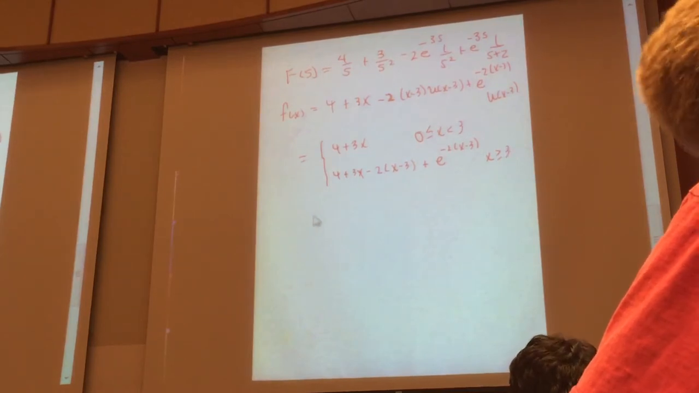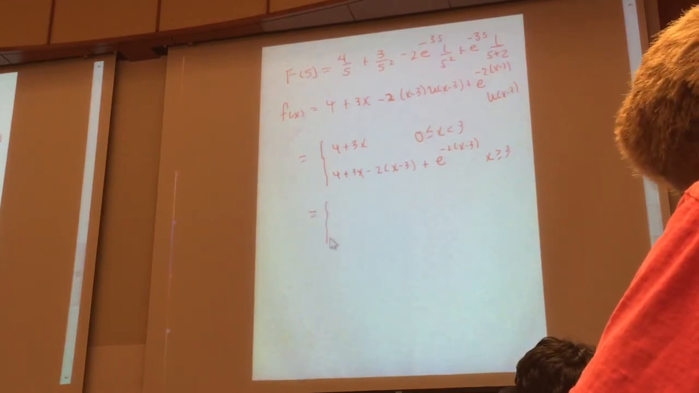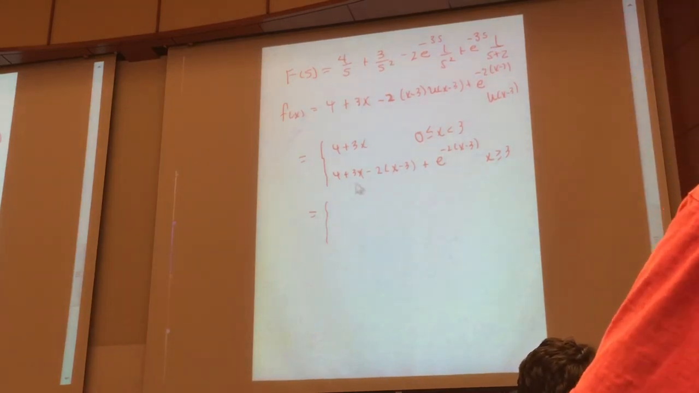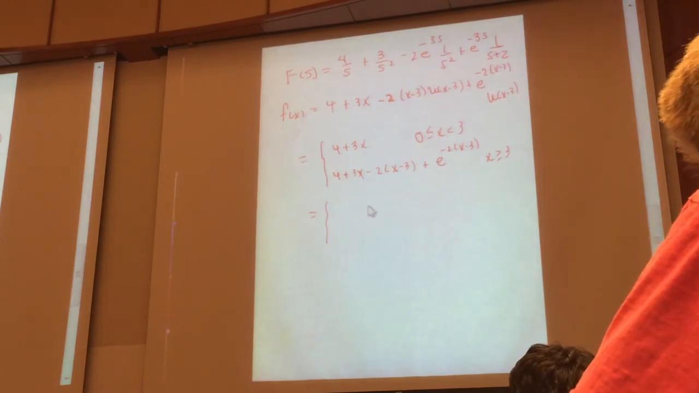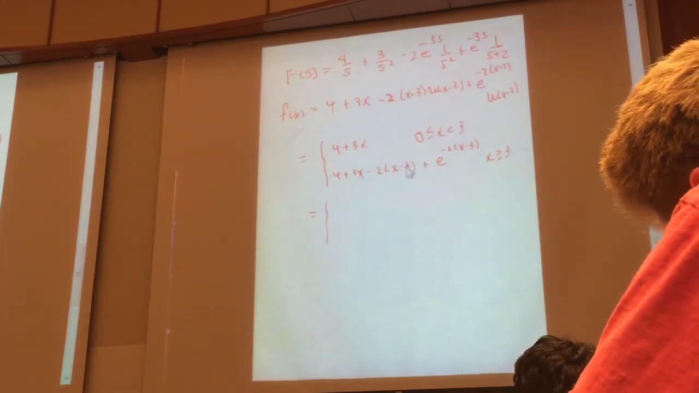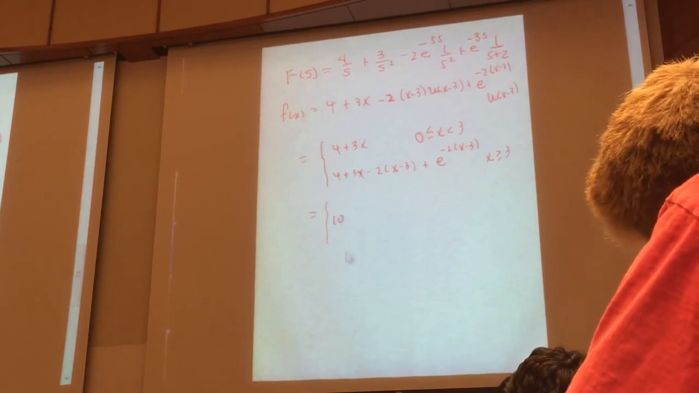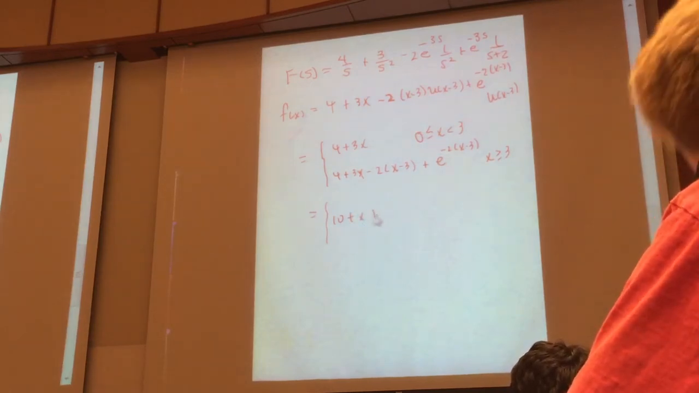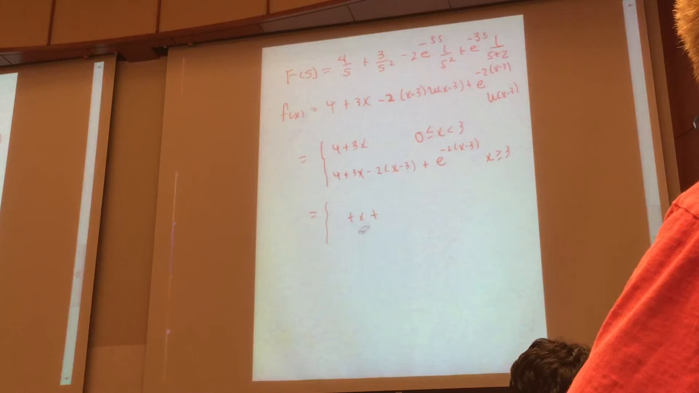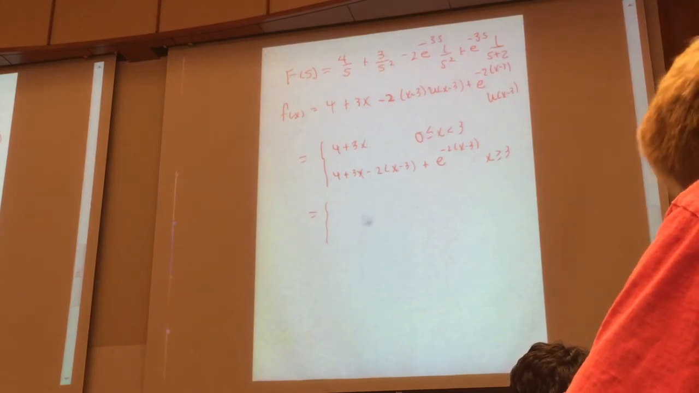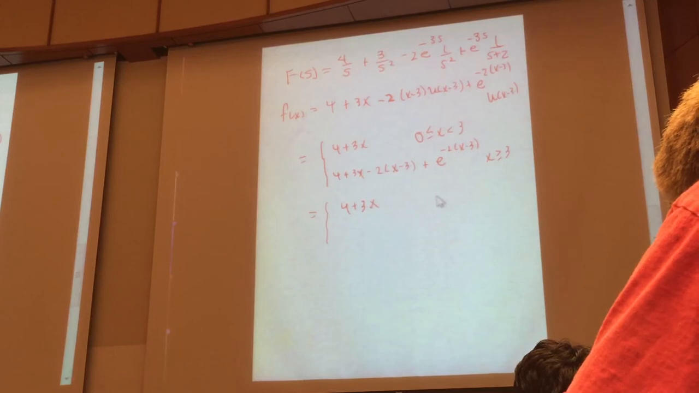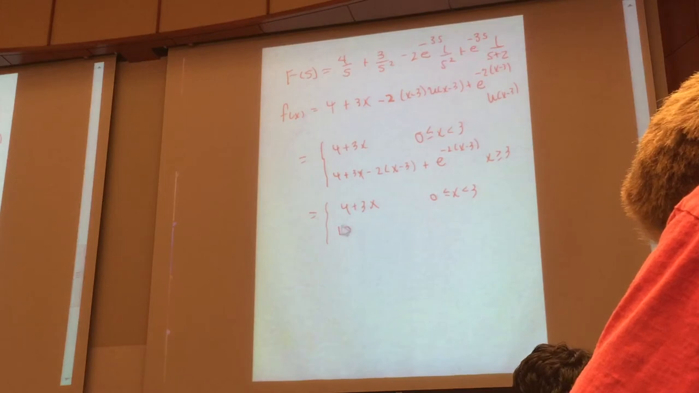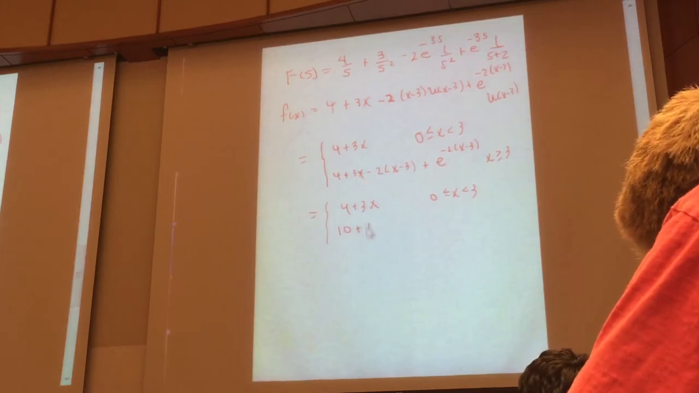Now, this is a multiple choice question. When you do this, often there is some combining that you can do on this last row. This is what? This is a plus 6 plus 4 is 10. 3x minus 2x is x plus, I forgot the first row. Sorry. Got the first row. 4 plus 3x, 0 less or equal to x less or equal to 3. 4 plus 6 is 10. 3x minus 2x is x.